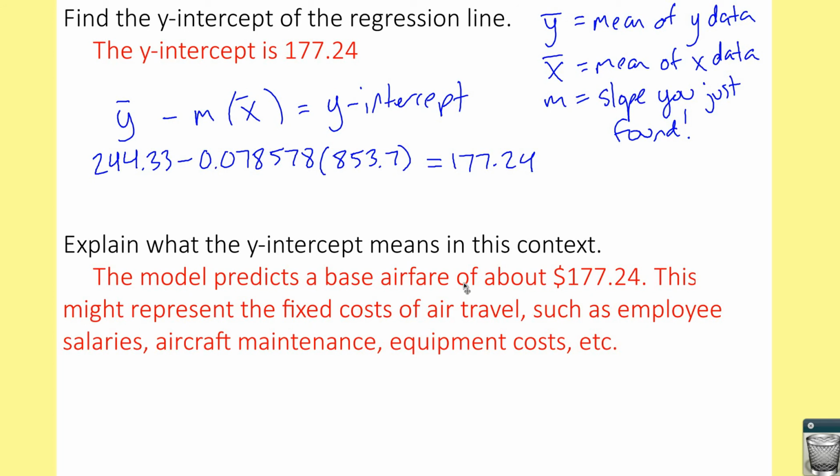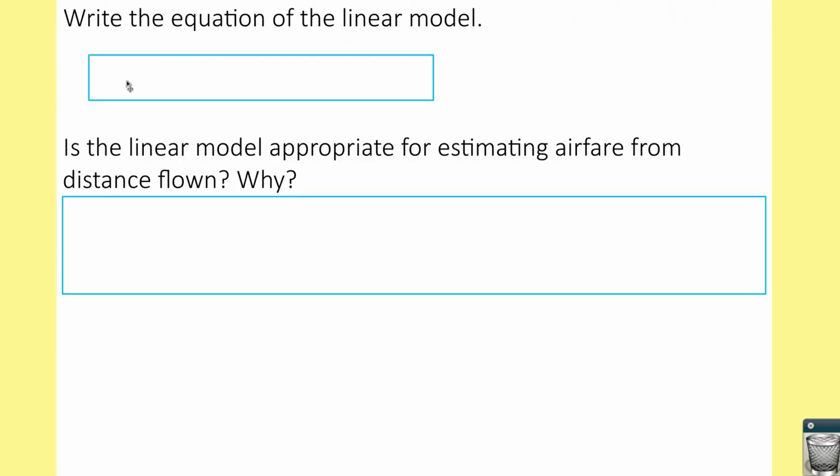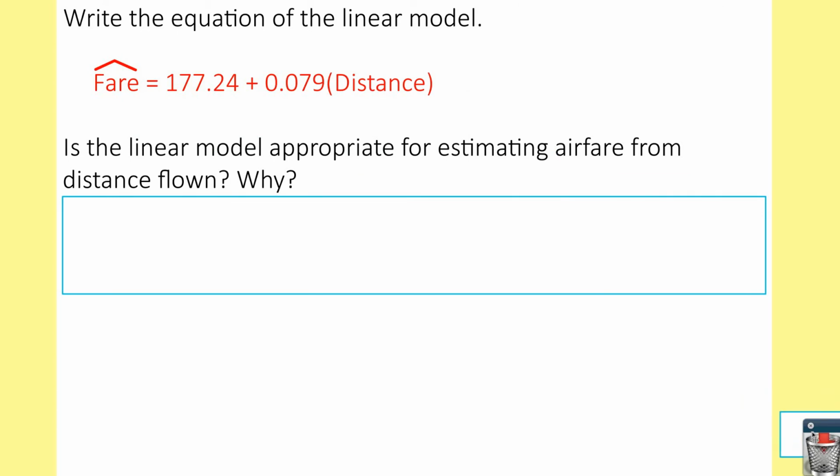All right, so that's a base airfare. So that's $177. So this is like your fixed cost. So just to get on the plane, it's going to cost me $177. Okay, so with a zero distance, the y-intercept would be zero distance, 0 for the x, so that's the y. Okay, sometimes the y-intercept doesn't make sense for your data. If you're doing height and weight, it wouldn't make sense to have 0 height or 0 weight. Okay?